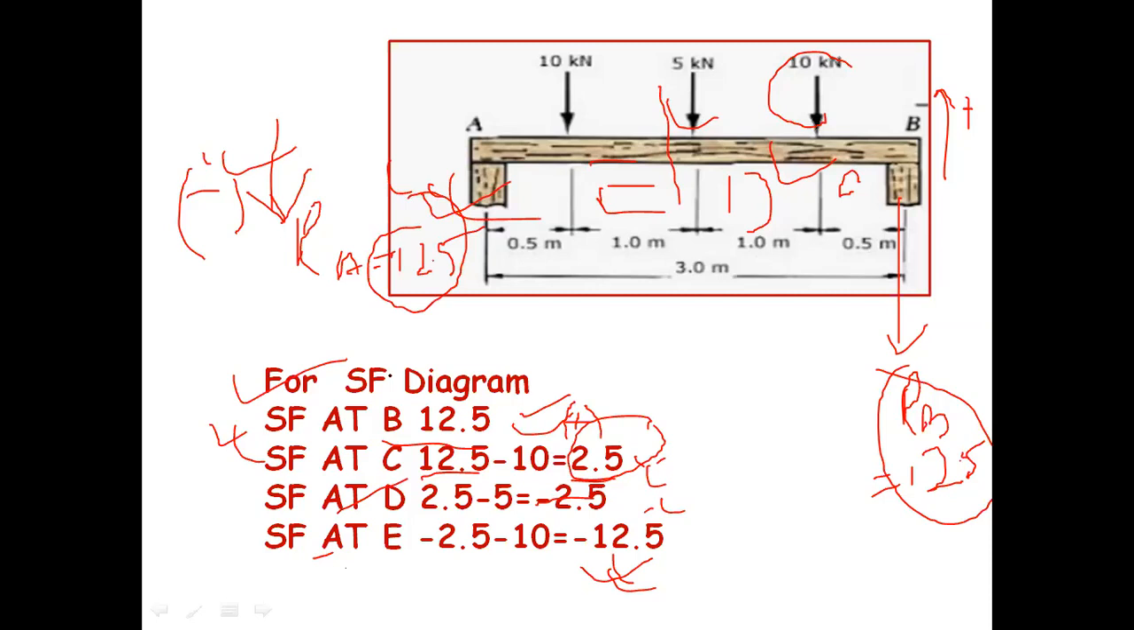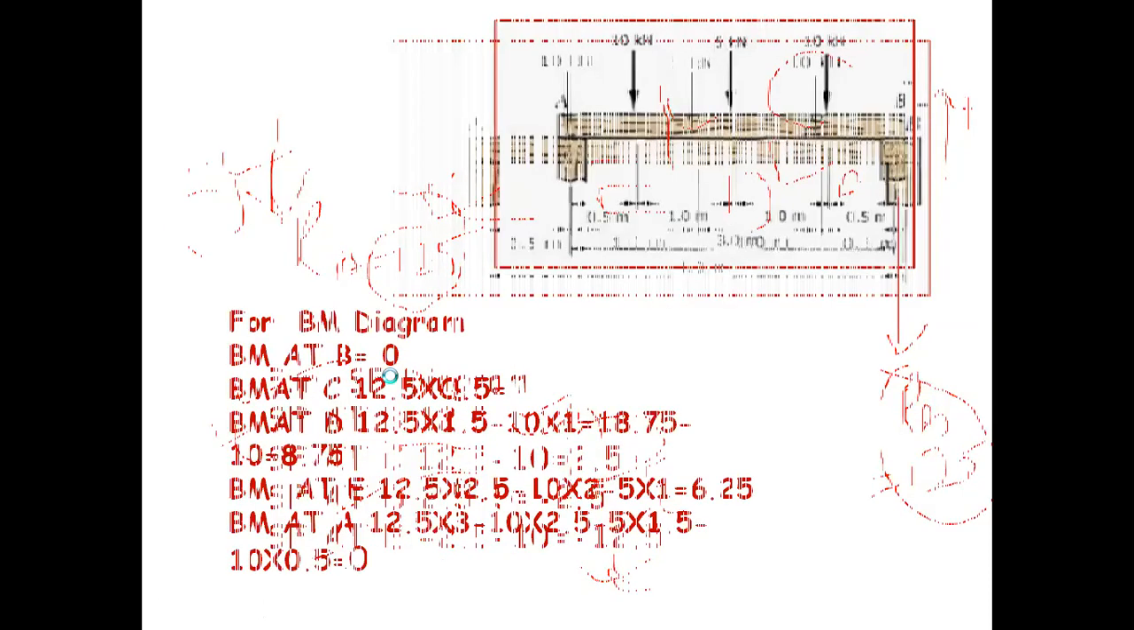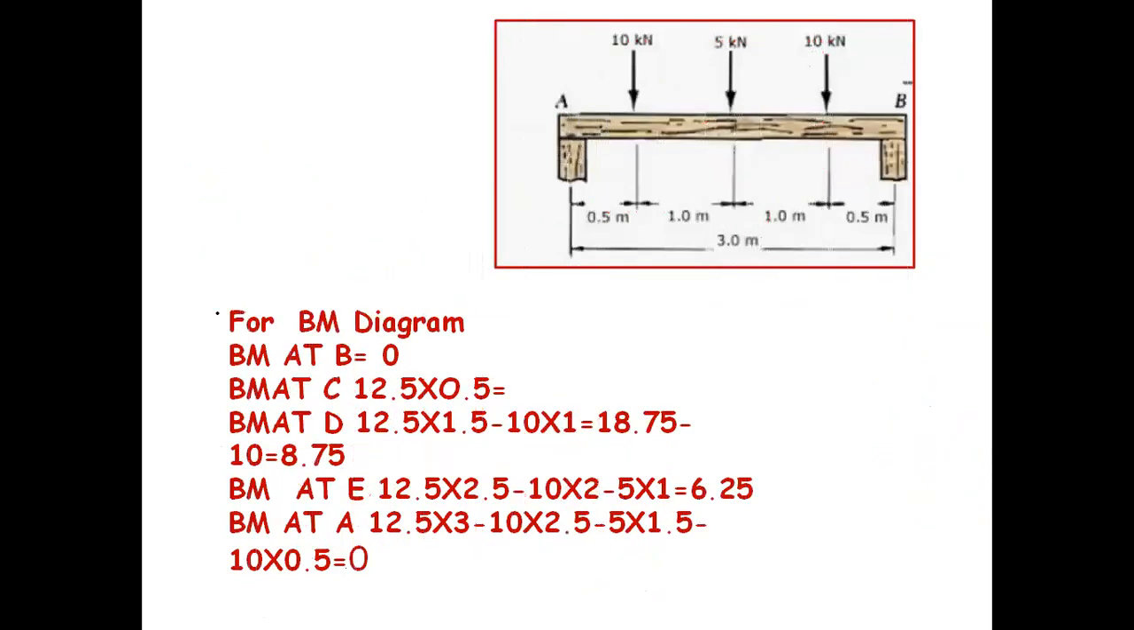In a similar way, we can find out the moment. When we draw the bending moment diagram, you need to find out the value of the bending moment for every point. This way we can find out the value of the BM. Let's see. For the BM diagram, BM at A is 0, and BM at B is equal to 0, because when you find the BM from any fixed point, it must be 0. Then BM at C is equal to how much?